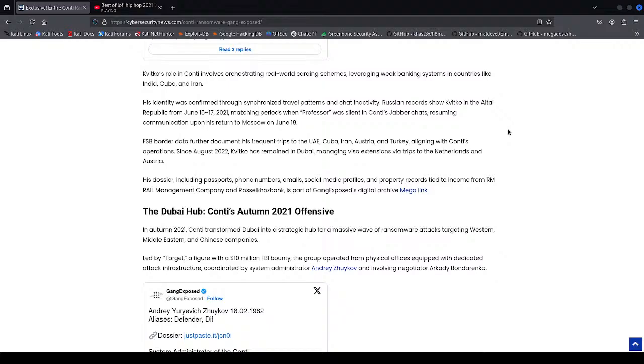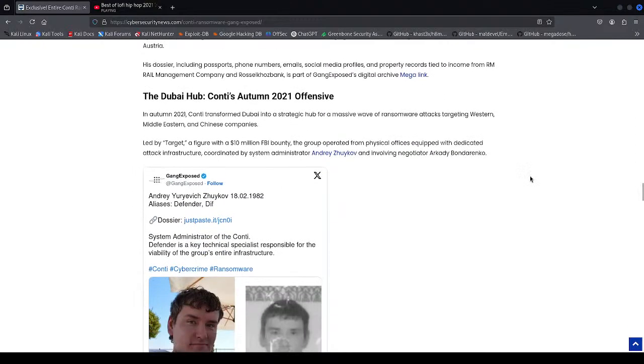Since August 2020, Kvitko has remained in Dubai, managing visa extensions via trips to the Netherlands and Austria. His dossier, including passports, phone numbers, emails, social media profiles, and property records tied to the Income RM Rail Management Company and the Roskilde Bank, is part of Gang Exposed's digital archive megalink. The Dubai Hub: Conti's Autumn 2021 offensive.